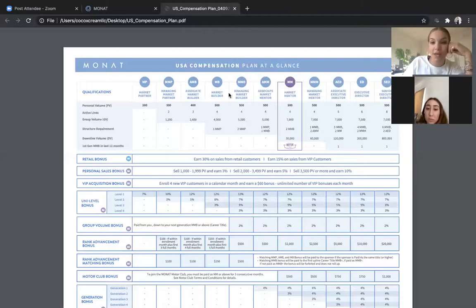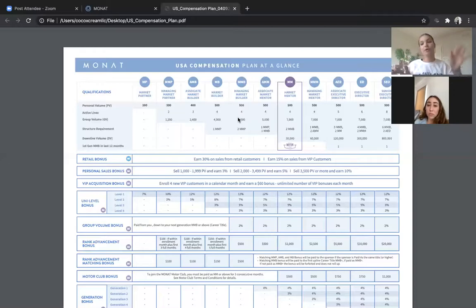Now let's talk about hitting MMB, which, again, is like the most important rank. This is going to be the goal achiever because this is you getting into leadership. So all you need is 500 PV, you already have 250, and you need 4 active lines. That means 4 market partners that you personally recruit within that calendar month, or 4 market partners that are active within that calendar month.